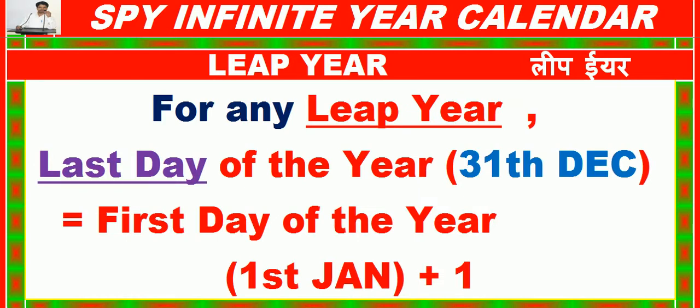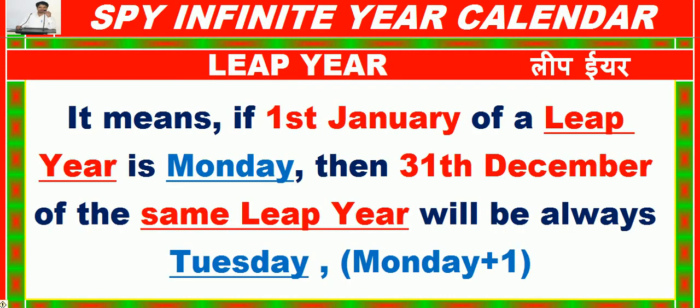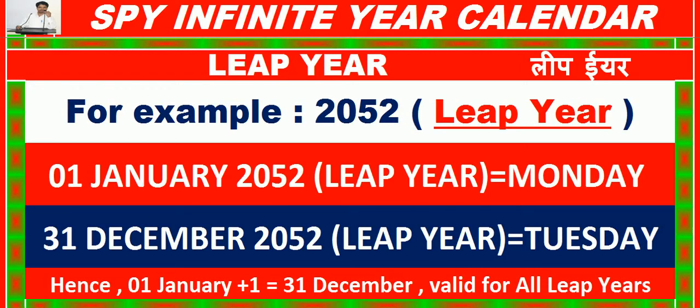For any leap year, last day of the year, 31st December, equals first day of the year, 1st January, plus 1. It means, if 1st January of a leap year is Monday, then 31st December of the same leap year will always be Tuesday, Monday plus 1. For example, if January 1st 2052 leap year equals Monday, then December 31st 2052 leap year equals Tuesday. Hence, January 1st plus 1 equals December 31st, valid for all leap years.